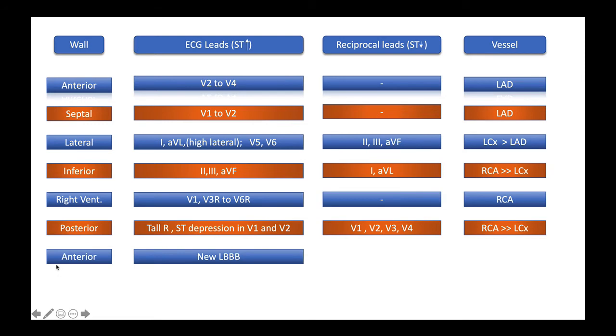Now, I just want to mention that you can have patients presenting with sudden onset chest pain, symptoms of myocardial infarction, where the ECG will just show a new left bundle branch block. The previous ECG was normal, the patient now has chest pain and a new LBBB, and this has to be considered as an anterior wall MI. A new LBBB in the setting of chest pain has to be considered as an anterior wall MI. And of course the vessel is the same, the left anterior descending artery.